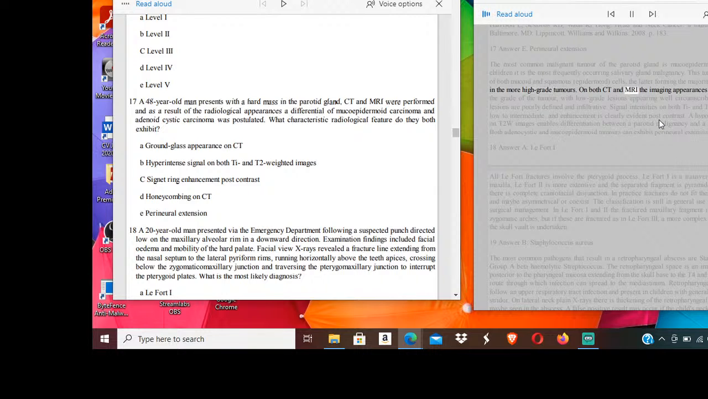On both CT and MRI, the imaging appearances can vary depending on the grade of the tumor, with low-grade lesions appearing well circumscribed, while higher-grade lesions are poorly defined and infiltrative. Signal intensities on both T1 and T2 weighted images are low to intermediate, and enhancement is clearly evident post-contrast. A hypointense signal intensity on T2W images enables differentiation between a parotid malignancy and a pleomorphic adenoma. Both adenoid cystic and mucoepidermoid tumors can exhibit perineural extension.